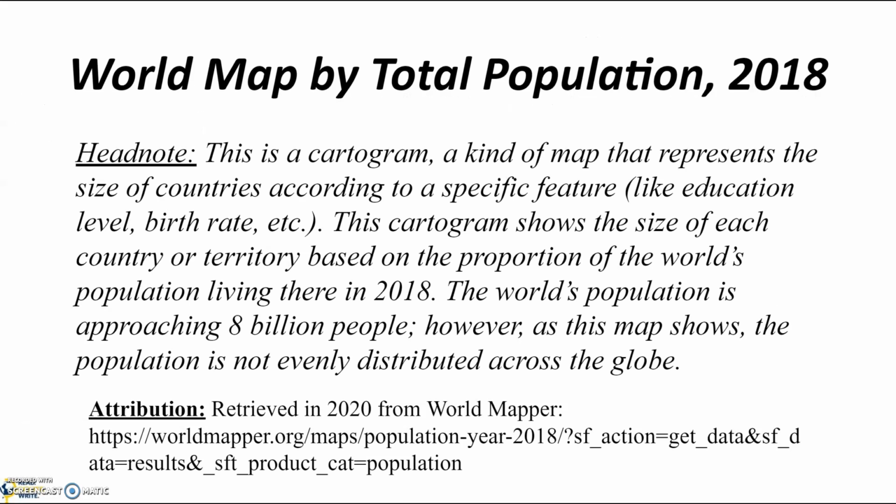Then we have the world map by total population. So this is a cartogram, a kind of map that represents the size of countries according to a specific feature, like education level, birth rate, etc. The cartogram shows the size of each country or territory based on the proportion of the world's population living there in 2018. The world's population is approaching 8 billion people. However, as this map shows, the population is not evenly distributed. And this is from 2020 and World Mapper.